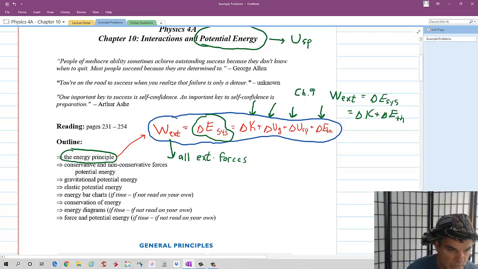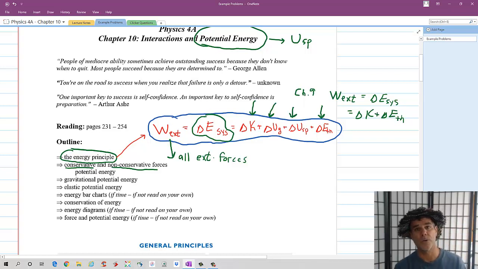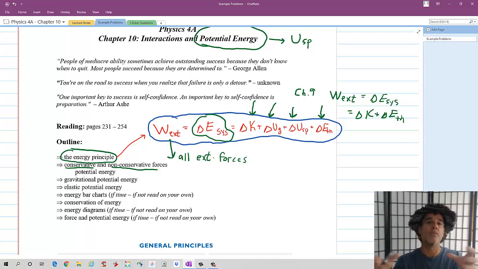I'll talk a little bit about the difference between conservative and non-conservative forces. Real quick, in Physics 4A, there are only two conservative forces you're going to see: gravity and the spring force, which has elastic potential energy. In Physics 4B there will be another form of potential energy, the potential energy between two charged particles. If I have two electrons next to each other, those electrons, because of their positions relative to each other, will have what's called electric potential energy.